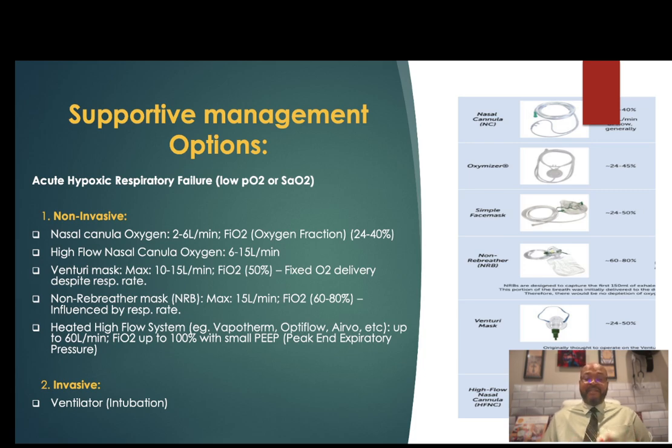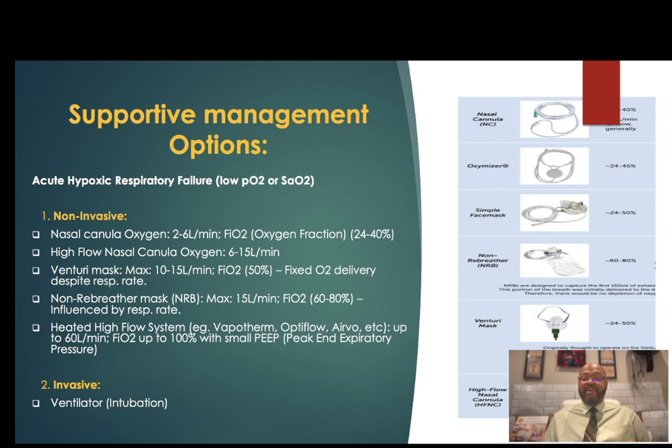Then the Venturi mask. The Venturi mask can still go up to 15 liters, but the advantage is, sometimes you can get oxygen fraction up to 50%. And especially for mouth breathers, or people who are tachypneic, the Venturi mask can definitely help, because you can deliver oxygen both through the nose and through the mouth.